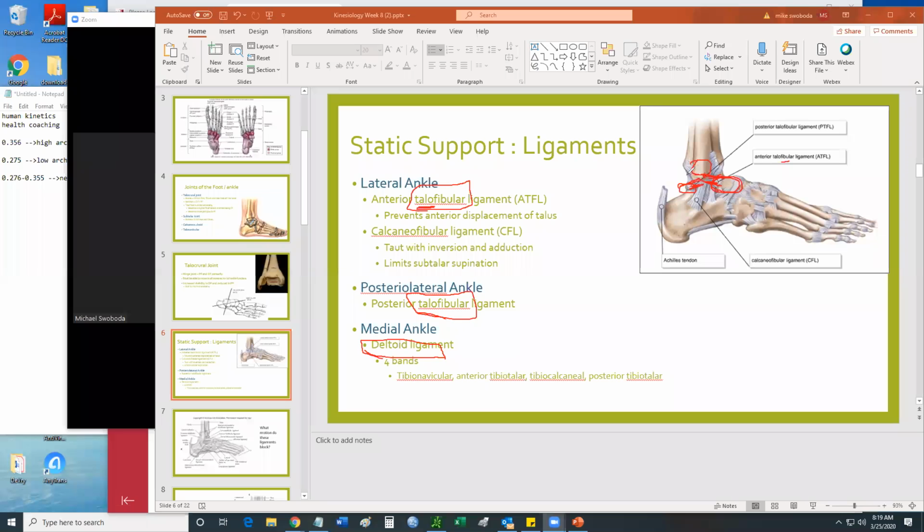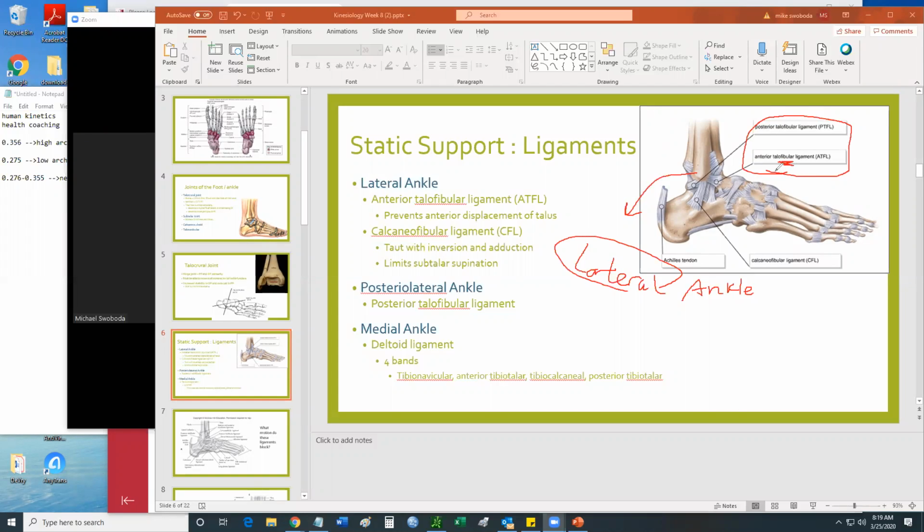So if you were to remove everything here, you would see that the talus bone sits like this. So that's how you can have that connection anteriorly and posteriorly. So ATFL, PTFL, this is responsible for the lateral side of your ankle. Remember, anything that says fibula on it means lateral.